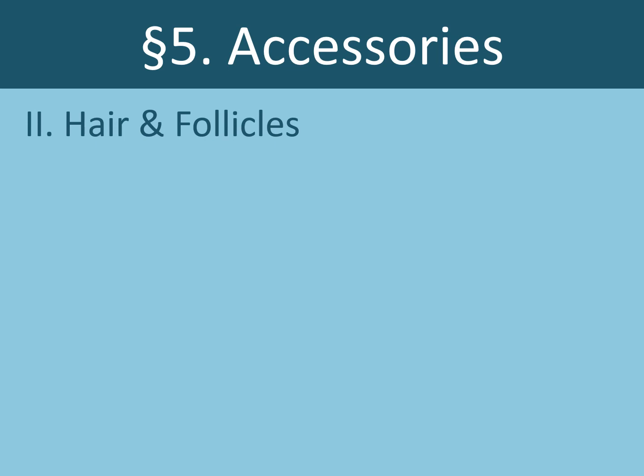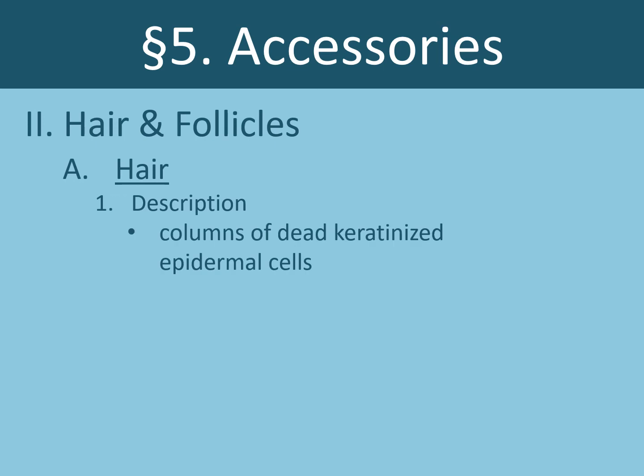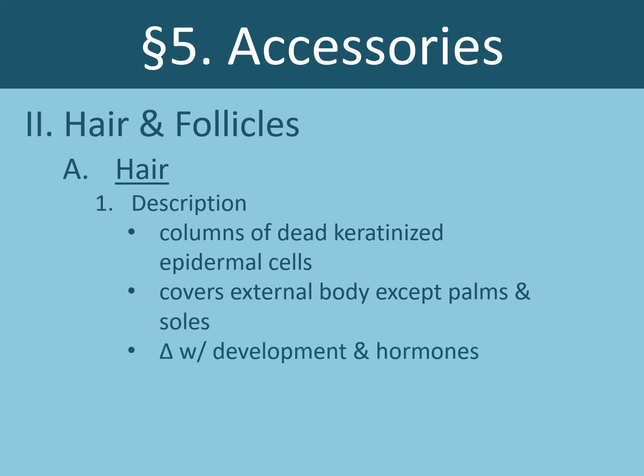The next type of accessory structure of the skin is hair. Hair can be described as follows. Hair is composed of columns of dead keratinized epidermal cells, very similar to the upper layers of our epidermis. Hair is distributed all over our external body, except for the palms of our hands and soles of our feet. The distribution and type of hair on our body changes with human development and the hormones that we produce.